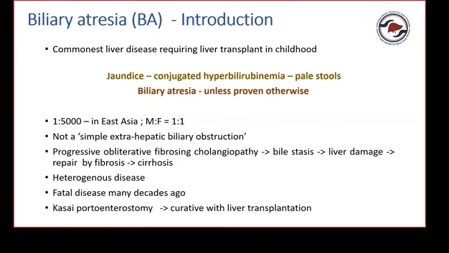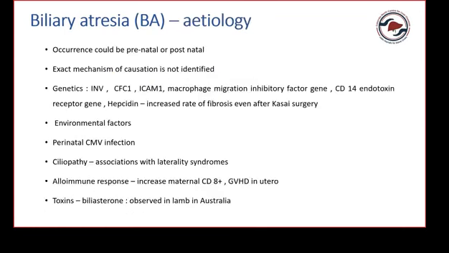What would cause biliary atresia? Unfortunately, though it's the commonest indication for liver transplantation in childhood and one of the commonest liver diseases we would see in clinical practice, the etiology is not really understood. The occurrence could be prenatal or postnatal. This is well supported by the fact that babies may have pale stools since the beginning if the occurrence was prenatal, or they may have pigmented stools soon after birth and subsequently develop pale stools if the occurrence is postnatal.